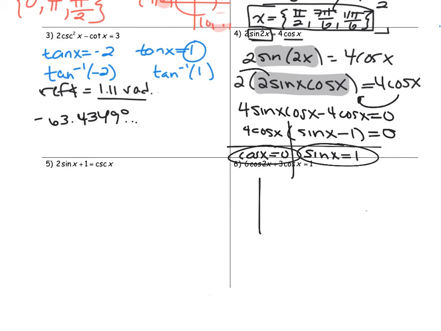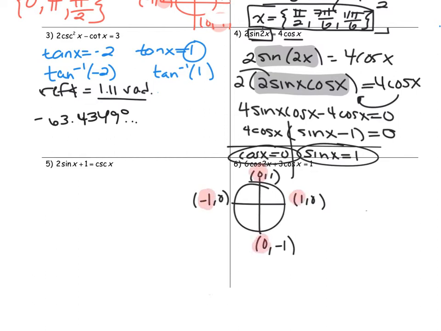Now I'm going to check my quadrantal angles. Remember, I have a point here at 1, 0, negative 1, 0, 0, 1, and 0, negative 1. So I want to know where cosine is 0. Cosine is the x values. So I want to be looking at all the x values. So where does cosine equal 0? Well, cosine equals 0 at pi over 2 radians and 3 pi over 2 radians.